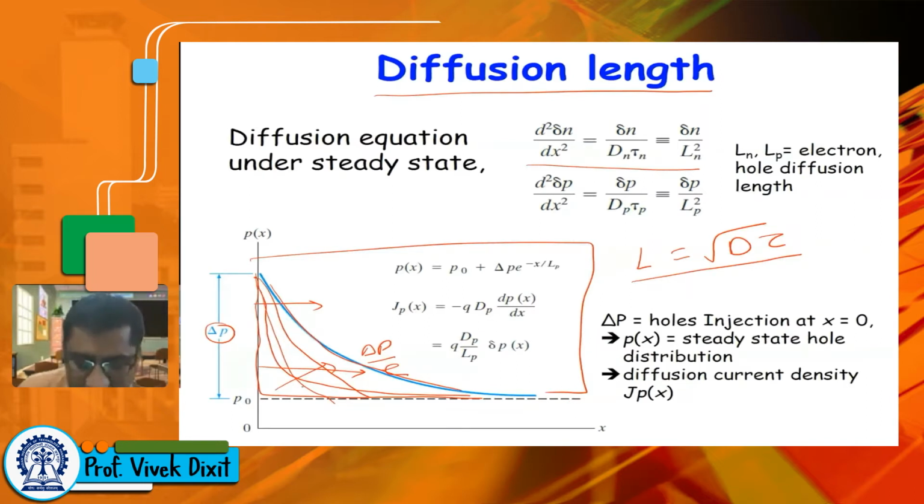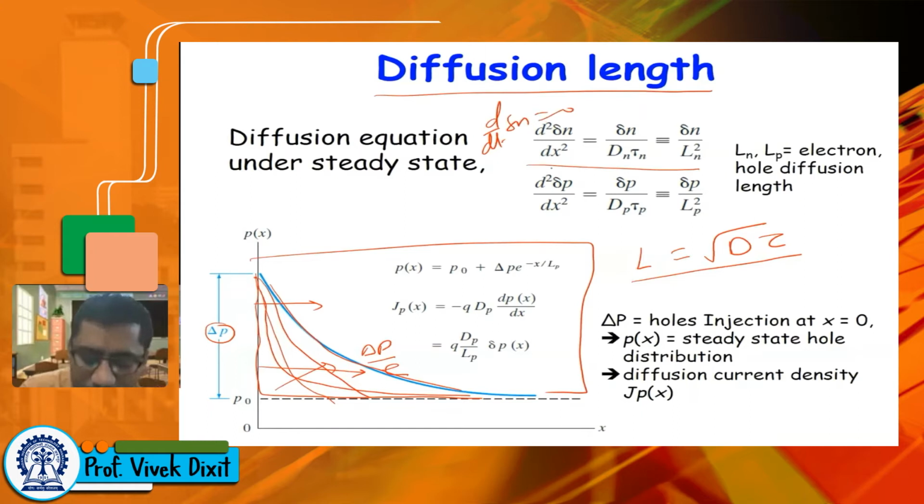So under a steady state, what will be the length at which concentration will drop down to 1 by e, right? That is the diffusion length. So in steady state, d by dt of n or delta n will be 0, right?